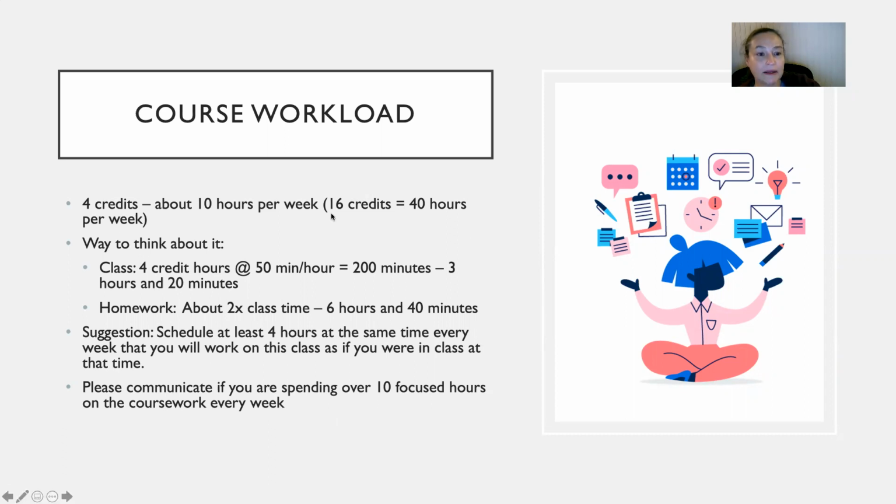But the way you can think about it is if you have 4 credits, it's about 10 hours of work per week. So usually you have 4 credit hours at 50 minutes per hour equals about 200 minutes, or 3 hours and 20 minutes. Homework is usually about 2 times the class time, so say 6 hours and 40 minutes. You add that up and you will get about 10 hours of focus time that's needed for the coursework every week. So my suggestion is try to find 4 hours every week that you know you will work on this class.